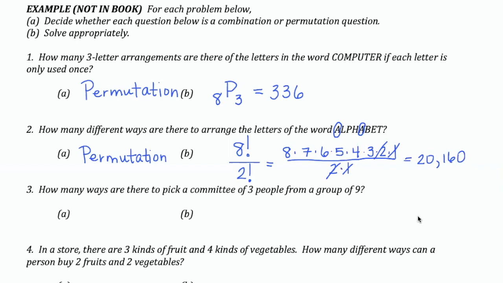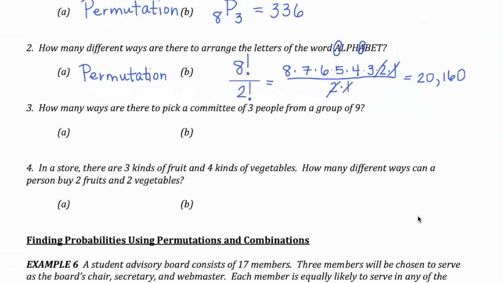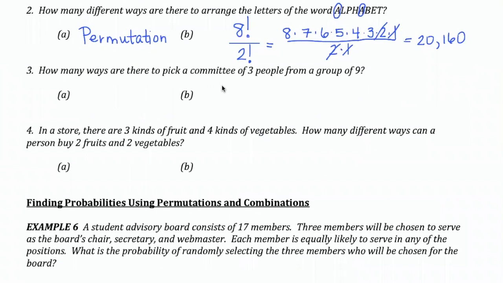How many ways are there to pick a committee of 3 people from a group of 9? Well, there's no indication that any particular person here is special. So if I pick a committee and end up with Bob, Jose, and CJ, is that a different committee than if CJ happens to get selected first versus Bob and Jose? These would be the same committee. So in other words, order is not important. If order is not important, this is a combination problem.